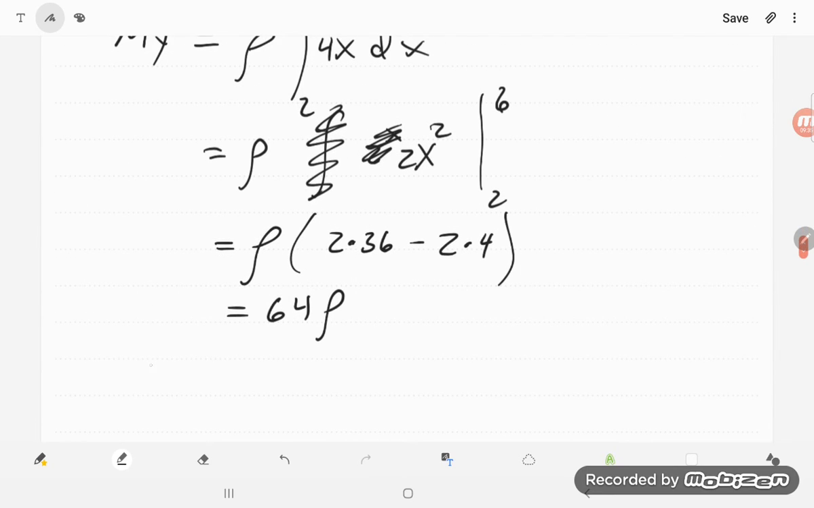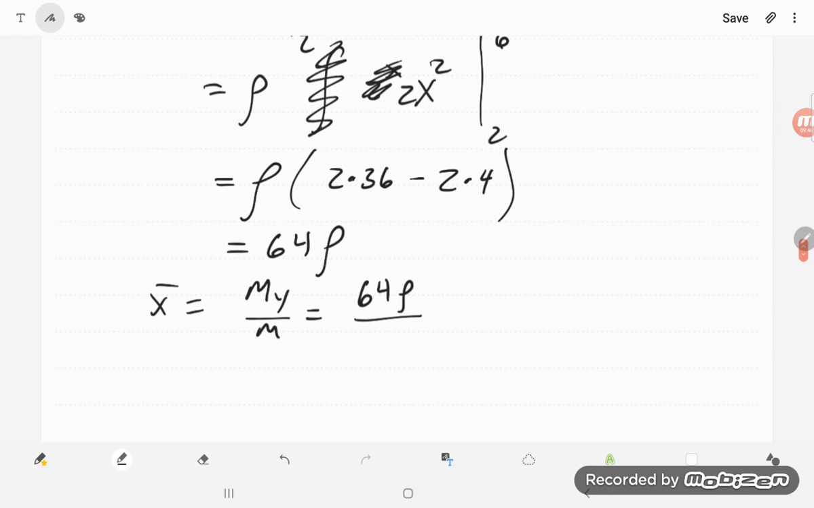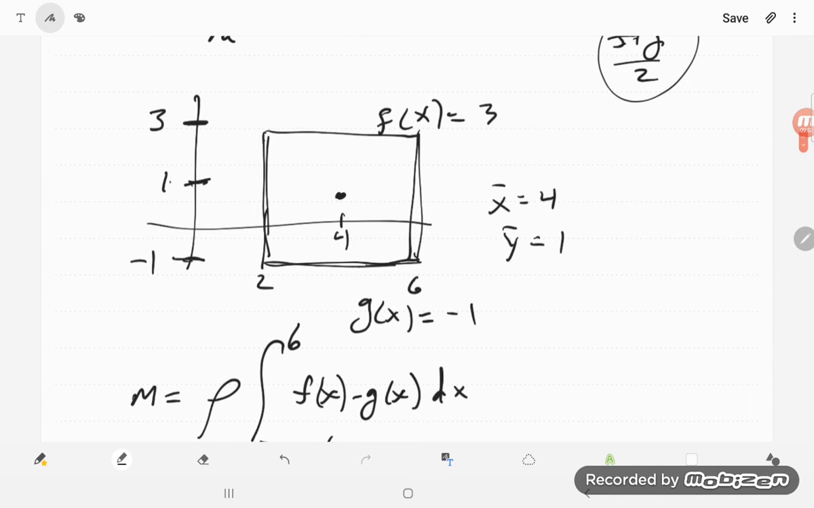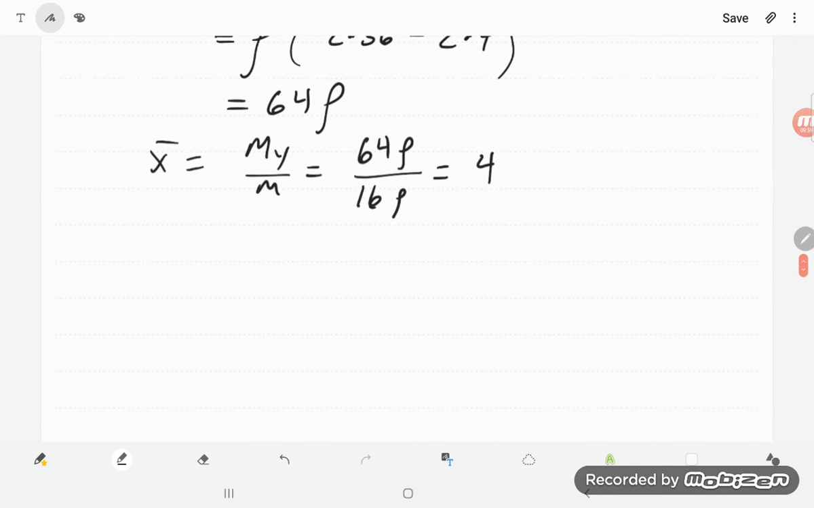And so that means our x bar is m sub y over m. So 64 rho over 16 rho, which is 4. That's what we said there. So far, so good. Now our m sub x.